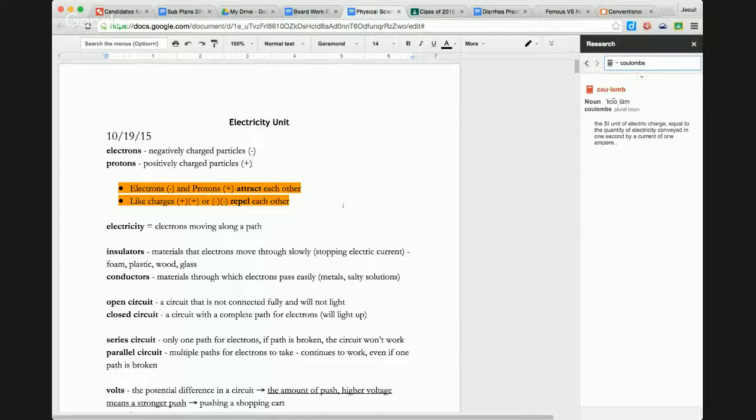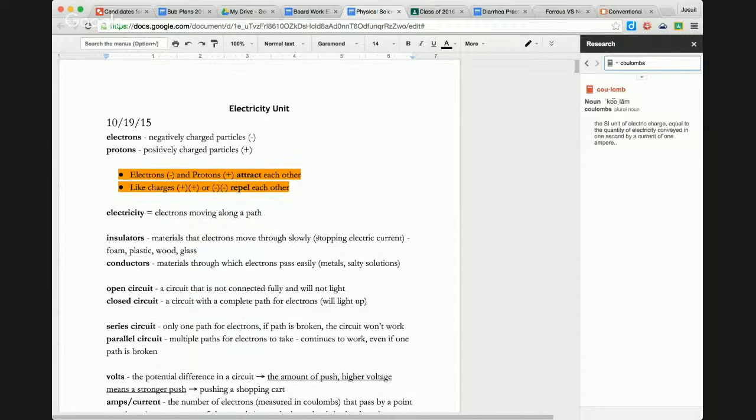Now, when I charged up two balloons, I had one balloon hanging. You can see in orange here where I'm at. The balloon was negatively charged, and the other balloon that I had was negatively charged. When I brought them close to each other, they repelled each other. And that's the basis for electricity, which is electrons moving along a path. So when electrons move, we get electricity.